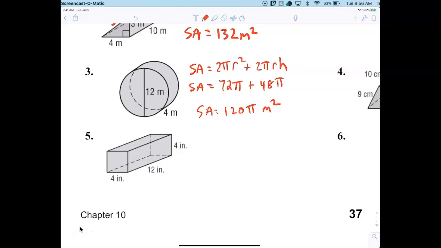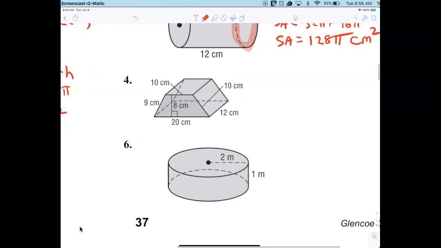120. Right, everybody, okay, 120 pi meters squared. Simple. All right, let's check out now number 4.